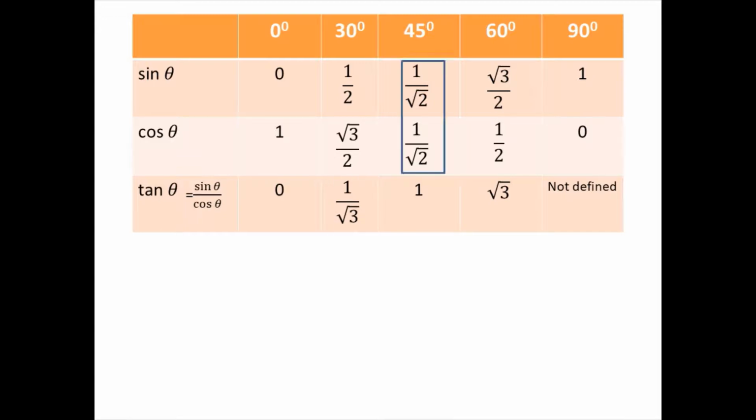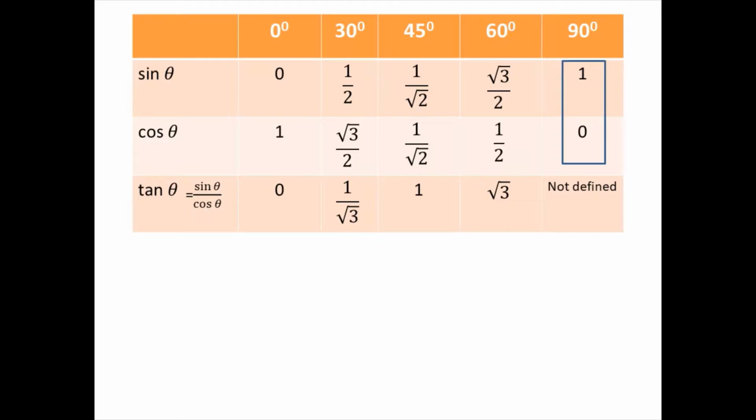Next value, sine 45 is 1 by root 2, cos 45 is 1 by root 2. 1 by root 2 divided by 1 by root 2 gets cancelled, remaining is only 1. So tan 45 degree is 1. Next, sine 60 is root 3 by 2 and cos 60 is 1 by 2. When we divide these two values, the denominator 2 gets cancelled, remaining is root 3 by 1, but we can write it as root 3.